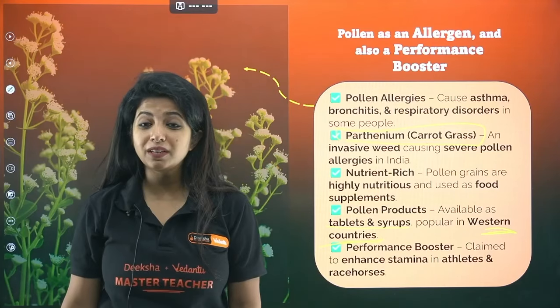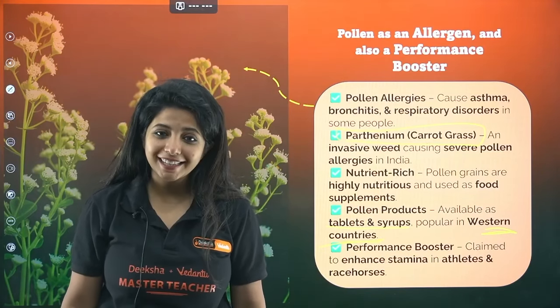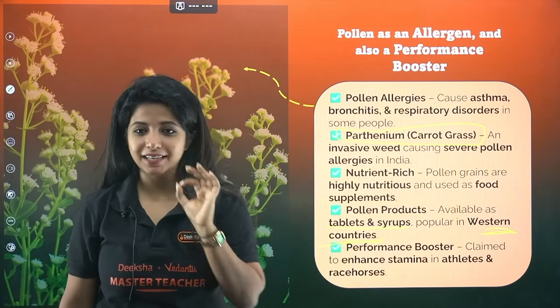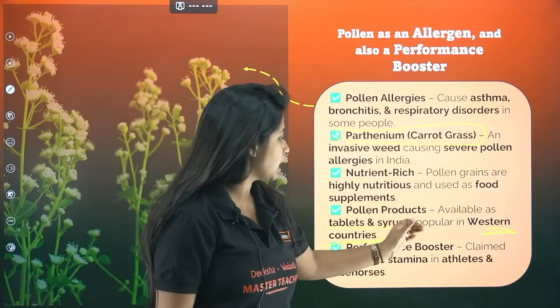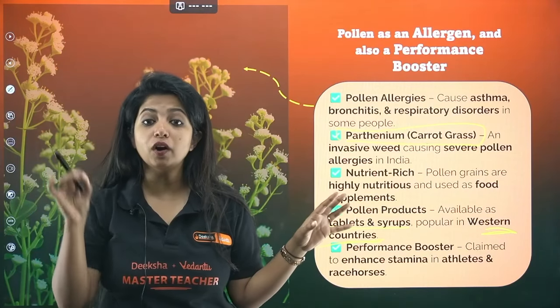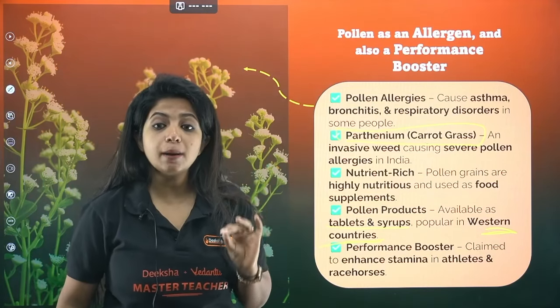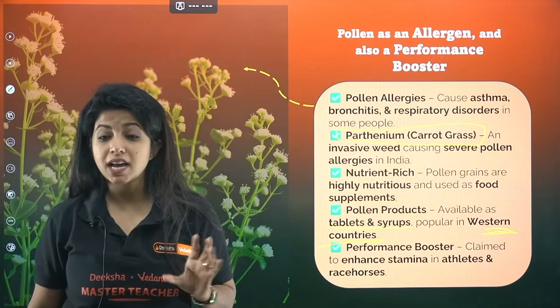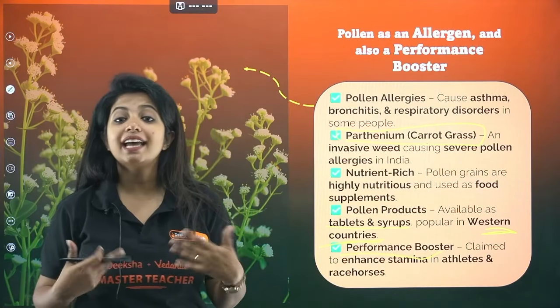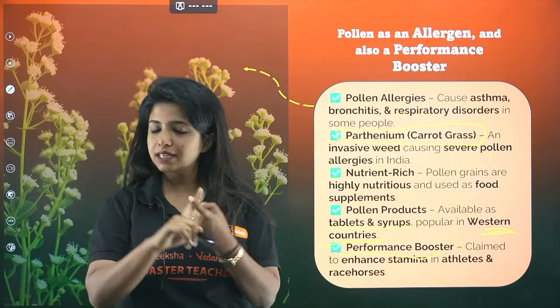Ma'am, do we need to remember Western, Eastern and all? Yes, you need to. You can get a question anywhere from your NCERT in the KCET examination. So pollen products, my dear children, are available as tablets and syrups, and they are mostly popular in Western countries. Some athletes and race horses also take this. Why? Because this is a performance booster. It enhances the stamina.